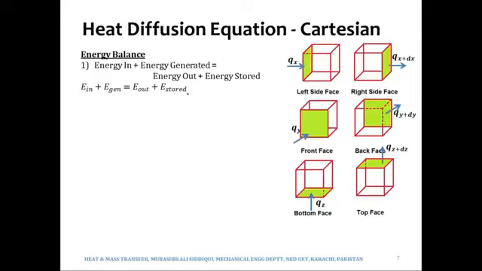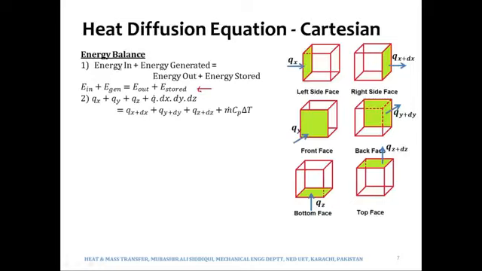So we would be deriving the heat diffusion equation, considering all 4 types that are being mentioned over here. However, if there is a simpler system, for example, if you are told that the system is working under steady state conditions, then E stored will become 0, right? However, in the beginning we won't be making any assumptions.